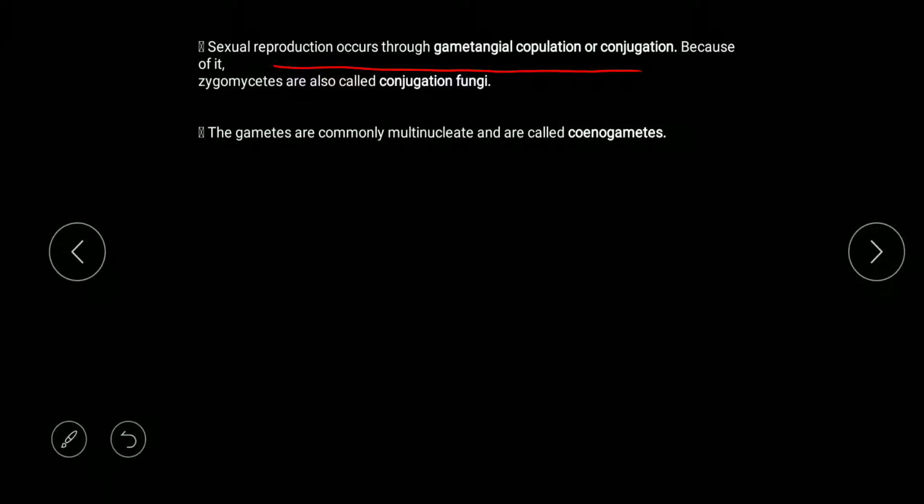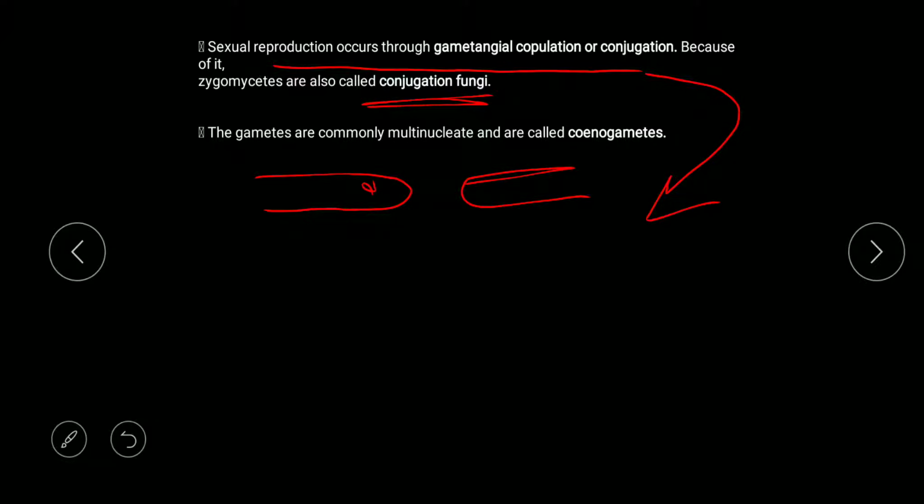Now we should also talk about the sexual reproduction. Sexual reproduction occurs through gametangial copulation or conjugation. Because of it, Zygomycetes is also called conjugation fungi. Why are they known as conjugation fungi? Because sexual reproduction occurs through gametangial copulation or conjugation. Now we should understand what we mean by gametangial contact, or gametangial conjugation or copulation. In this, what happens? Two hyphae are there. These are multinucleated hyphae. One is represented as plus, meaning male, and one is represented as minus, a female.